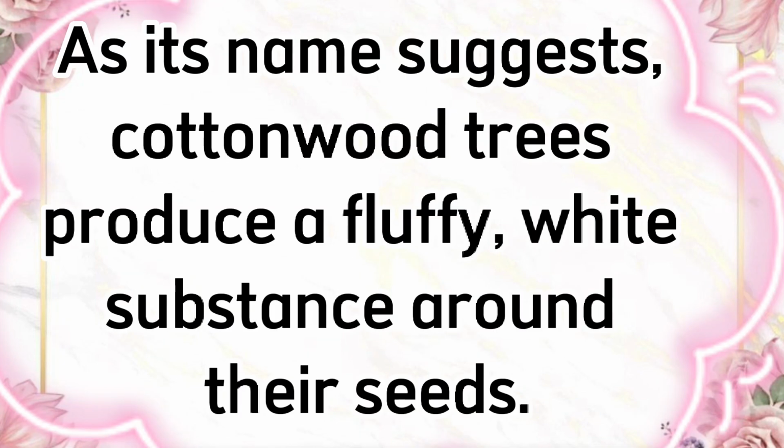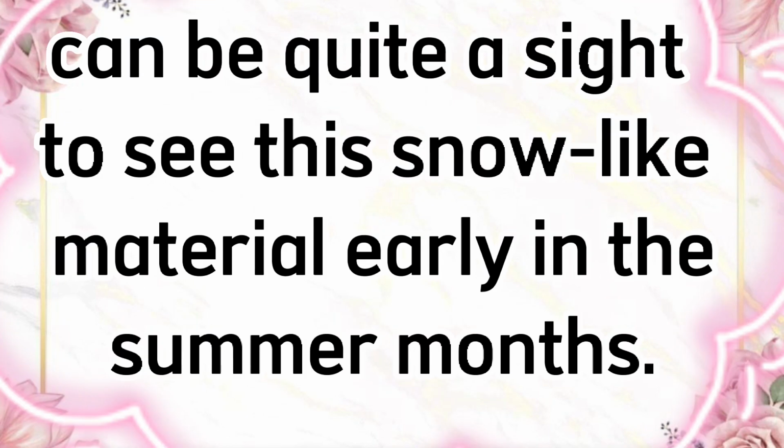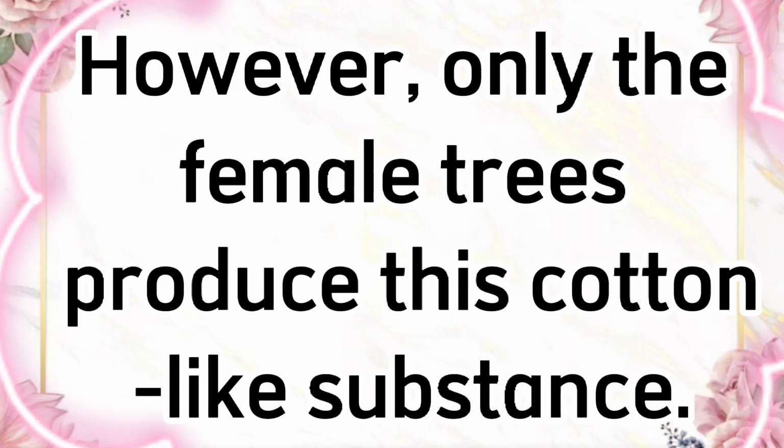As its name suggests, cottonwood trees produce a fluffy, white substance around their seeds. It can be quite a sight to see this snow-like material early in the summer months. However, only the female trees produce this cotton-like substance.